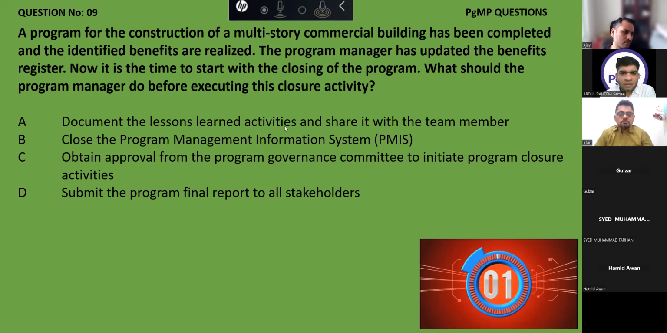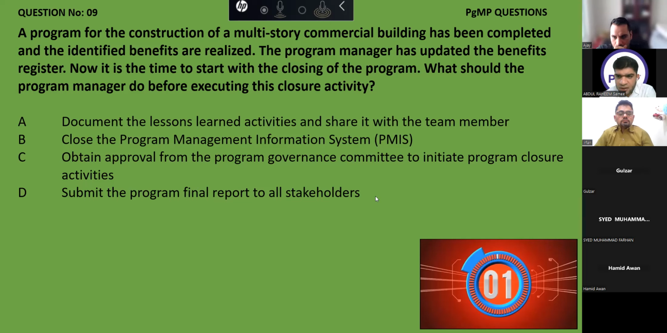Documenting the lesson learned is part of closure activity, sir. Good. Close the program management information system. Ajay, is it a part of closure activity? Yes, it is. Obtain approval from the program governance committee to initiate program closure activities.